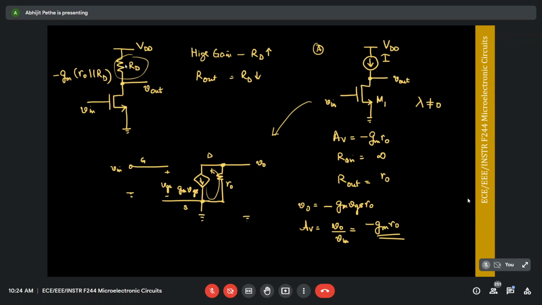So one of the ways by which I can improve this amplifier topology is by replacing RD with a current source, right? So how do we do that? How do we create a current source using transistors? Do you guys know of any way by which I can create a current source with a transistor?